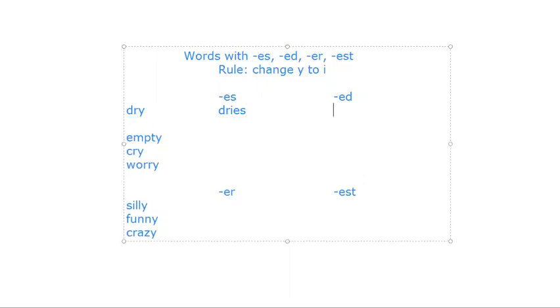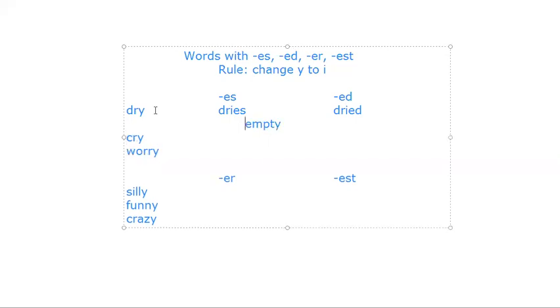If we wanted to spell the word dried and we wanted to say she dried her clothes yesterday, we would change that y to an i and then add ed.